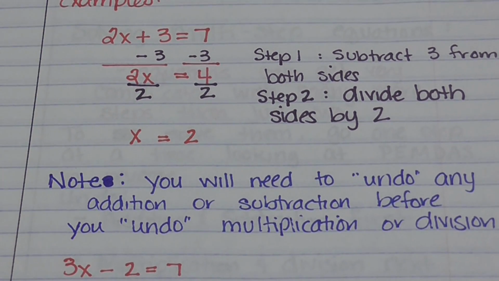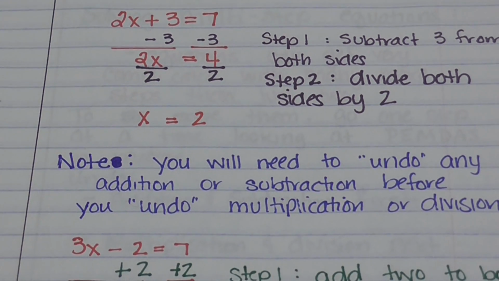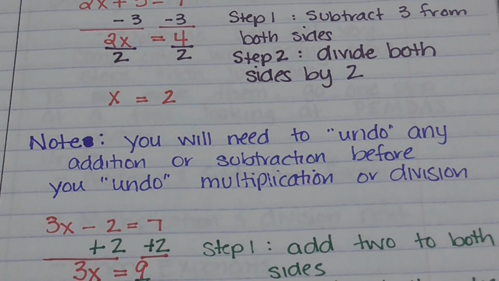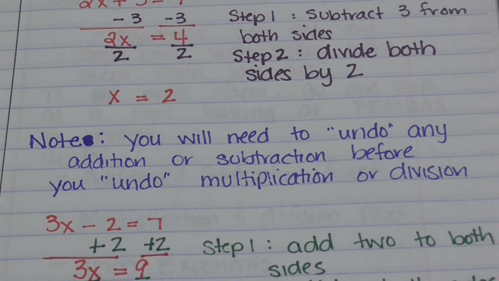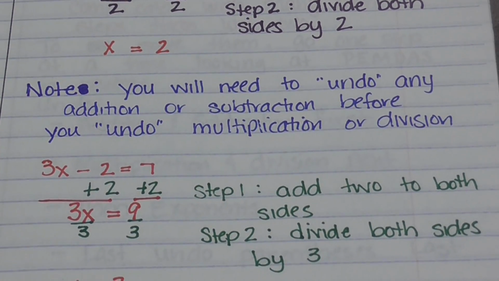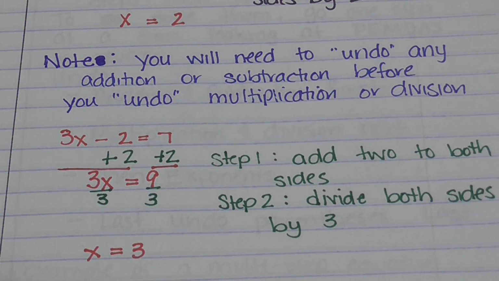So 3x minus 2 equals 7. Undoing the subtraction, I'm going to use addition. I'm going to add 2 to both sides. There's step 1. So I'm left with 3x equals 9. Now I'm going to undo that multiplication and divide both sides by 3. And I'm left with x equals 3.